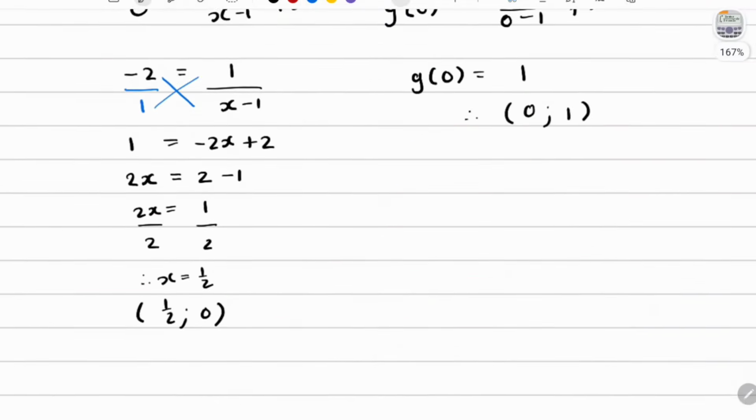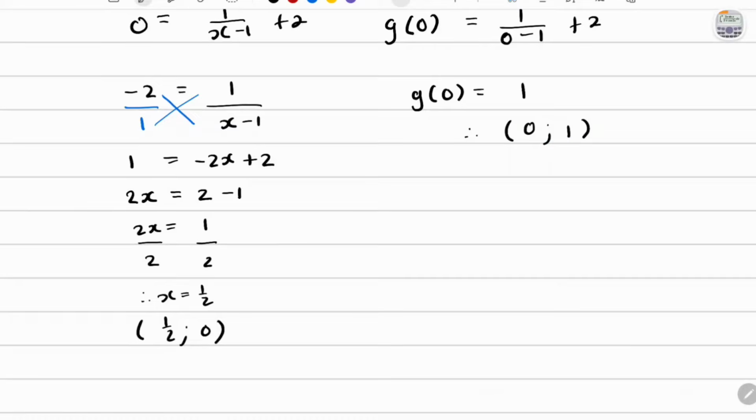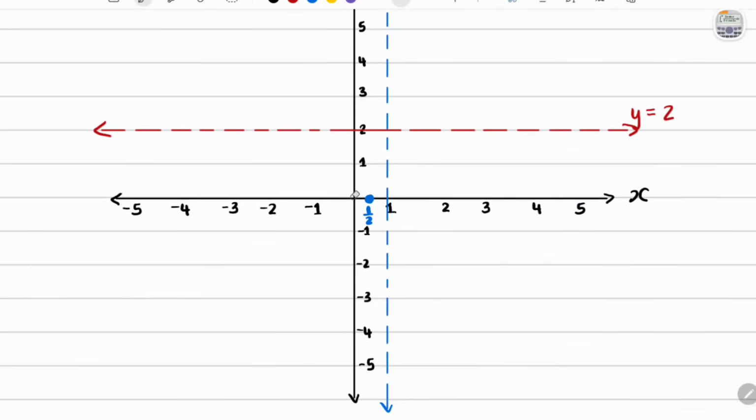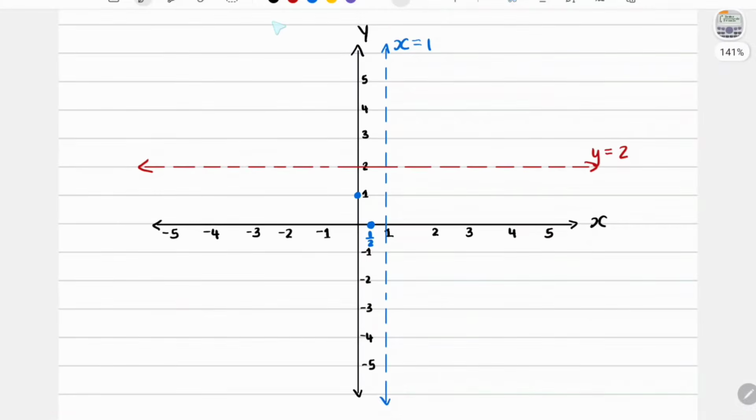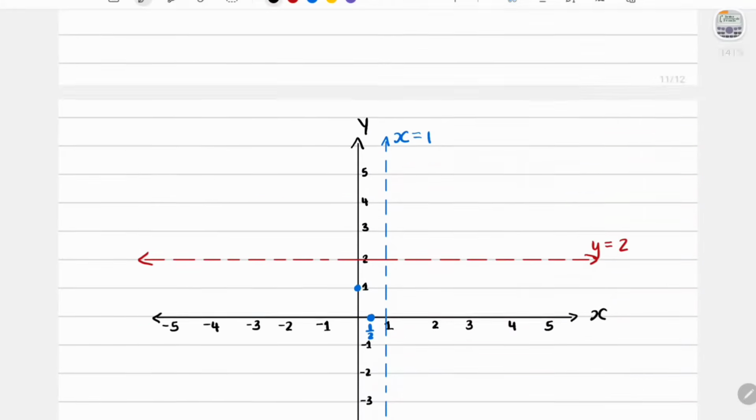And then the next point that we have is our y-intercept, which is 0 and 1. So we'll just go 0 and 1. And so we can see that that goes over there. Again, I don't have to write the coordinate. Okay, there's one more thing that we need to consider now.